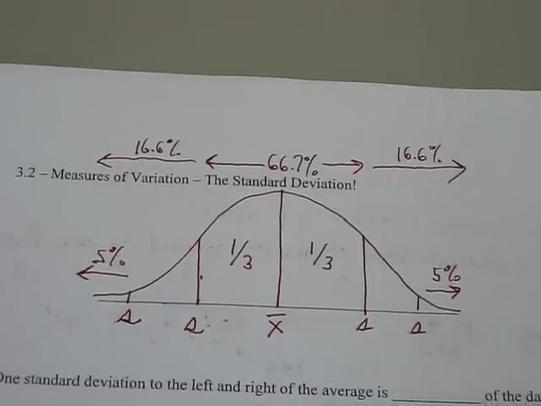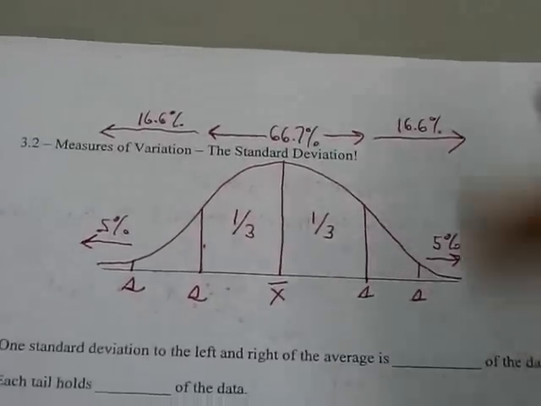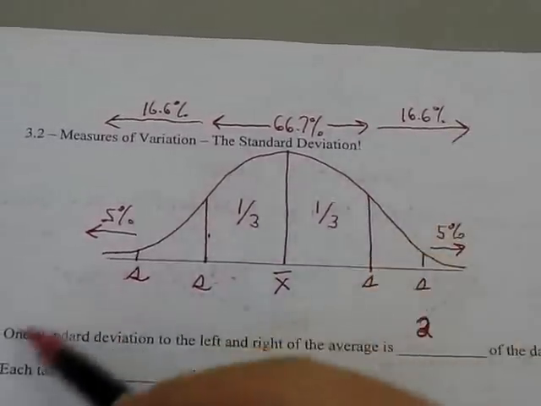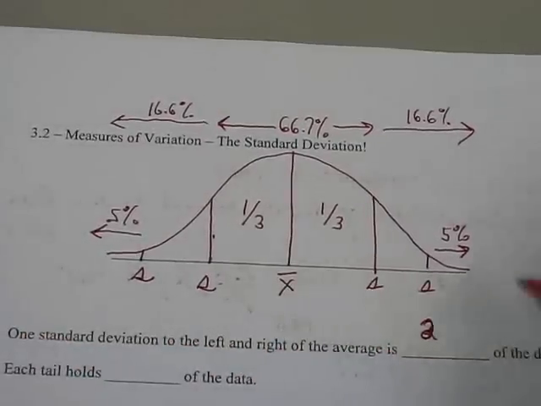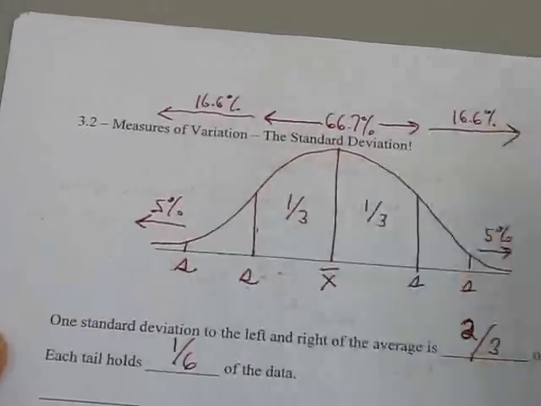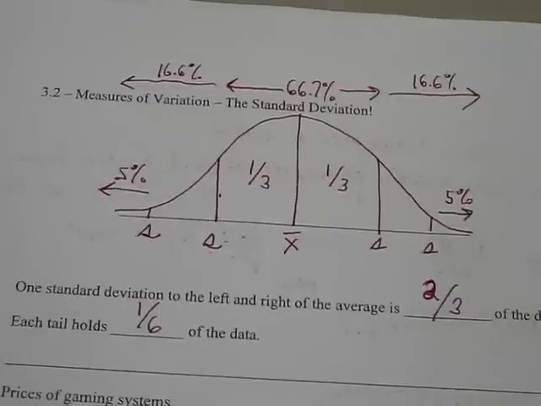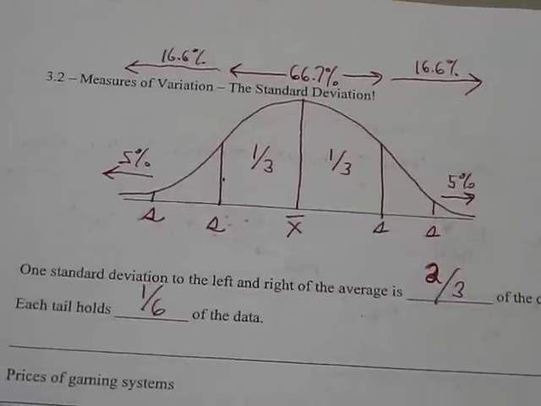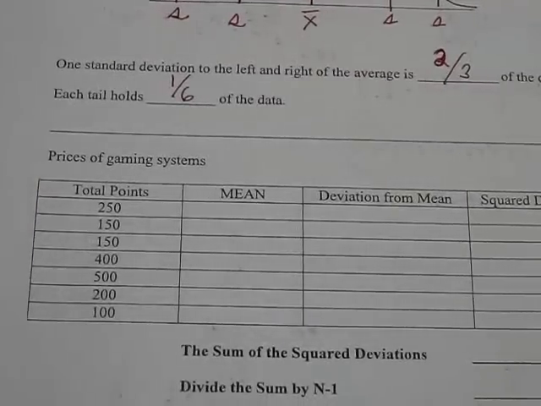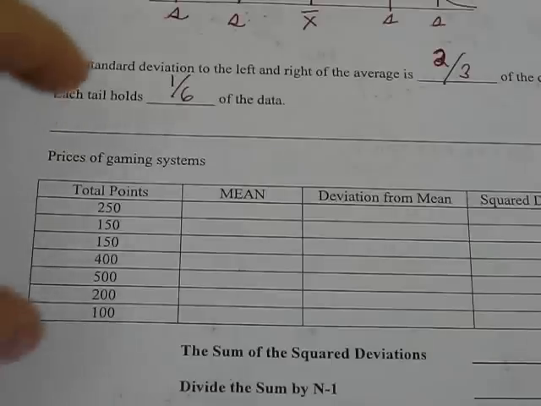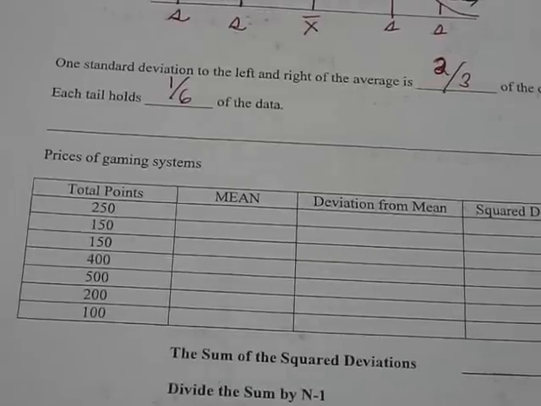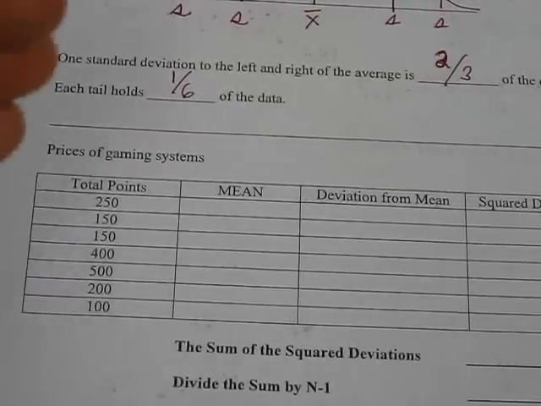All right, so it's time to start looking at the data. Before we start that, one standard deviation to the left or the right of the average is 2/3 of the data, and each tail holds 1/6 of the data to make 100% of all the data or population. Now, you can actually go into your calculator, and I'll show you at the end of the video how to do this. I will show you how to compute a standard deviation by hand. The calculator can do this very quickly, but it's nice to see where this comes from.